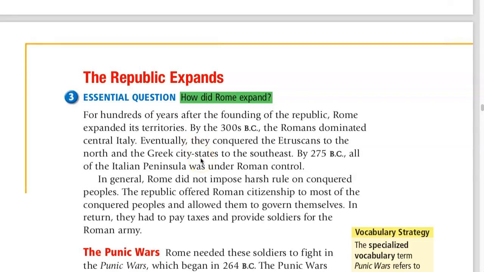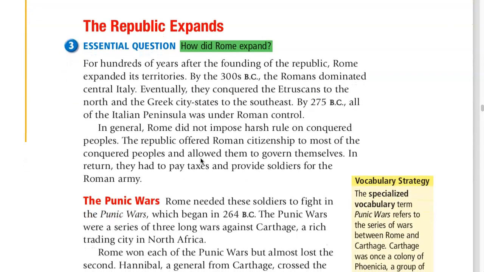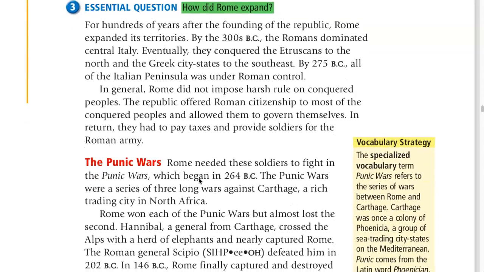In general, Rome did not impose harsh rule on conquered peoples. The Republic offered Roman citizenship to most of the conquered peoples and allowed them to govern themselves. In return, they had to pay taxes and provide soldiers for the Roman army. That was a very good idea, to take in people and allow them to continue their own ways.